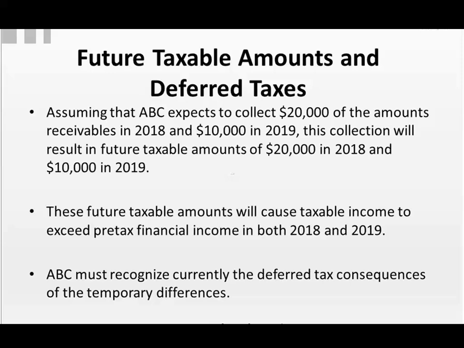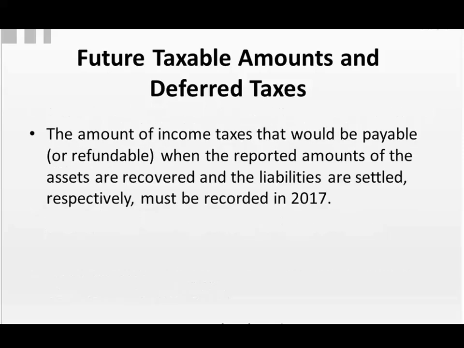It'll turn around. So the company, ABC, must recognize currently in the year 2017 the deferred tax consequences of these temporary differences. Okay? So, the amount of income taxes that would be payable or refundable when the reported amounts of the assets are recovered and the liabilities are settled must be recorded in the current year, in our case, in year 2017.